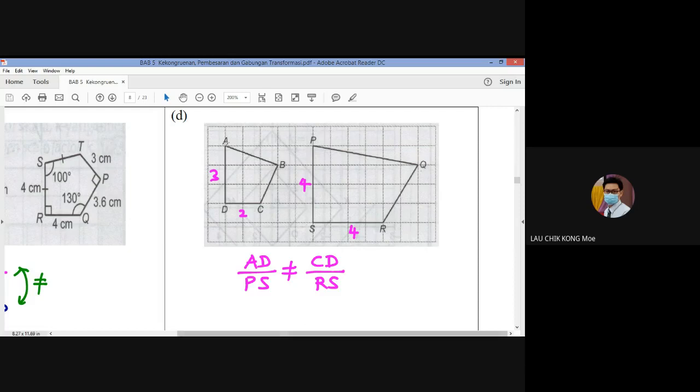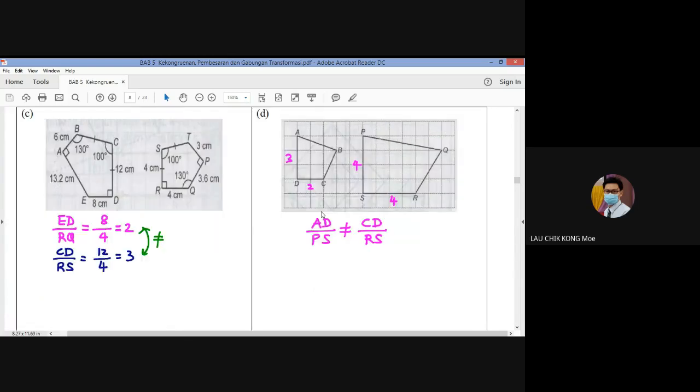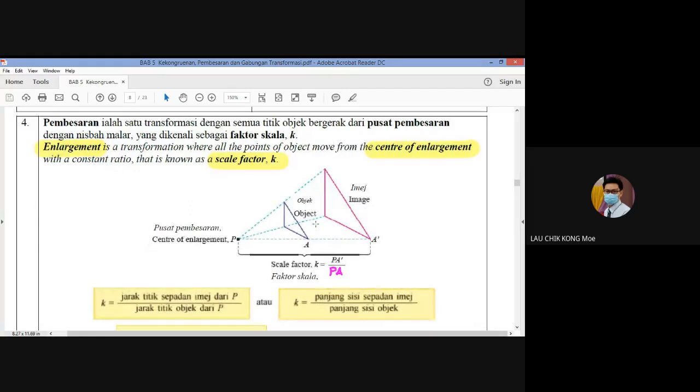Okay, so I think all of you already understand. Okay, we continue. Number 4, and now we go to enlargement. Enlargement is a transformation where all the points of an object move from the center of enlargement with a constant ratio that is known as a scale factor K. Okay, so for enlargement we have two very important pieces of information we need to give. Apabila kita buat pembesaran nanti, ada dua maklumat penting mesti kita sertakan bersama.